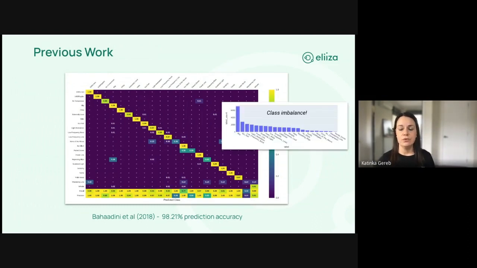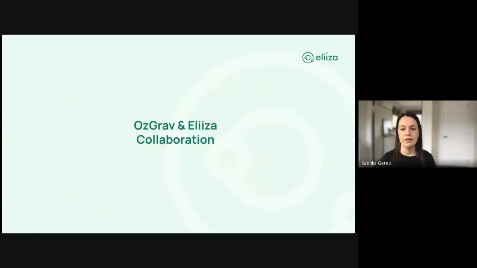And this is likely due to the class imbalance that exists in the data. So due to this small sample size, some class accuracies will lag behind. However, class imbalance is not addressed in the paper, and this is something that we are going to talk about today in relation to our project. And this brings me to what we have done together with OzGrav in terms of glitch classification and generative adversarial networks.